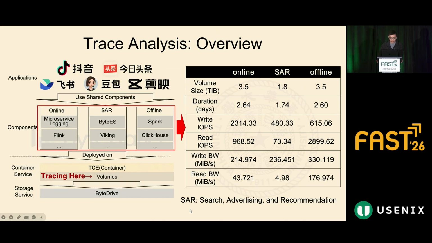To find a better optimization, we do some trace analysis on ByteDrive. The workloads on ByteDrive are classified into three categories: online, SAR, and offline. We do trace at the volume layer. The basic information of the three traces is shown in the right diagram.